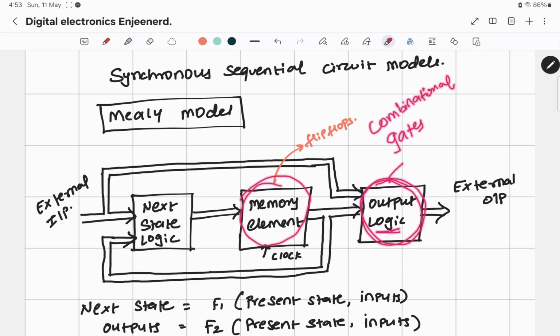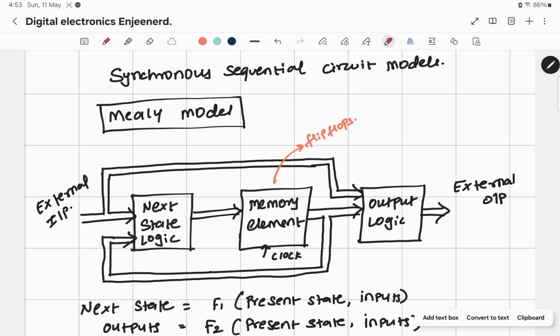And this is your memory element. Where have you studied memory elements? Of course in flip-flops, right? Where one flip-flop stores a single bit of memory, that is one bit of information, either a 0 or a 1. So I'm using this memory element here.